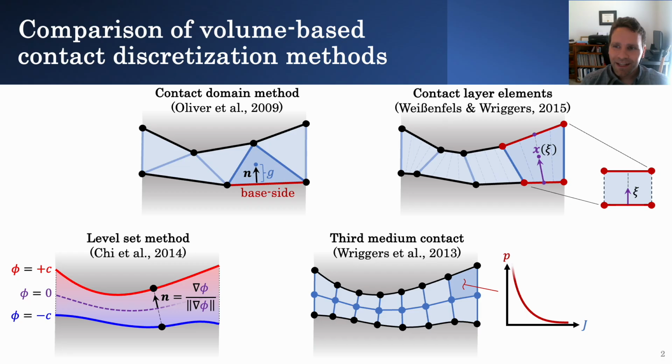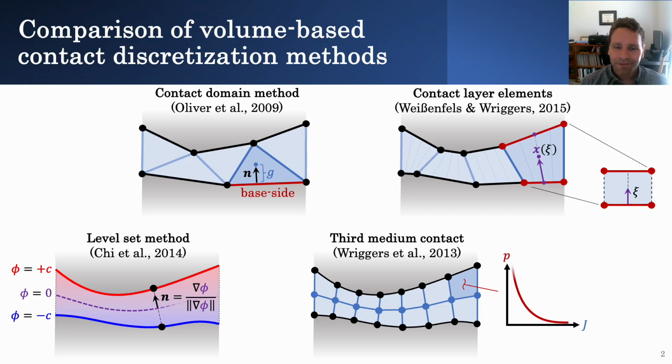And then the last example that maybe exemplifies this whole area of volume-based contact discretization methods is the third medium approach. This was originally proposed by Wriggers, but it's since gained some following and has developed in other areas. They've included frictional contact. People have demonstrated it's really nice for solving problems, especially for optimization and topology optimization. It's kind of a nice alternative way and a smooth way of treating contact.